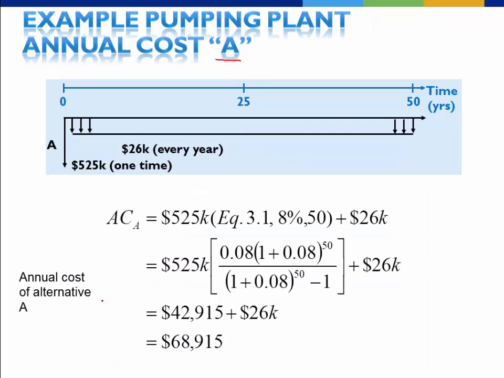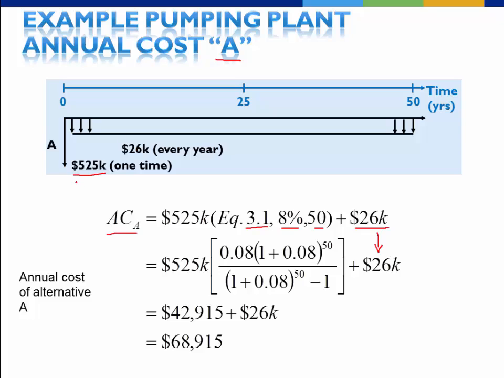So what is the annual cost? We're going to be converting everything to annual cost. So I need to be using either equation 3.1 or 3.2. For this capital cost, the initial cost, I'm using equation 3.1 with an interest rate of 8% and a 50-year life expectancy, plus $26,000 every year, which is a value that is already analyzed.